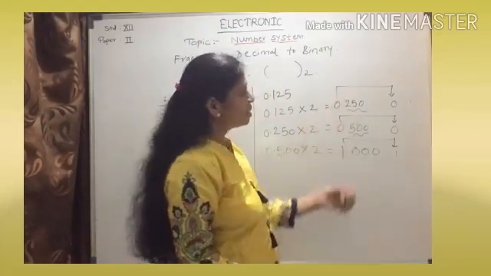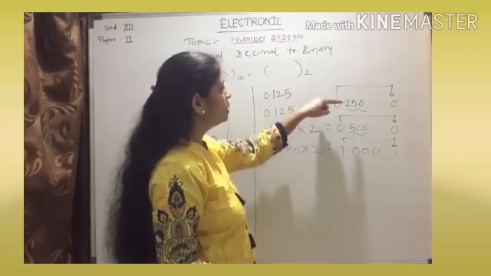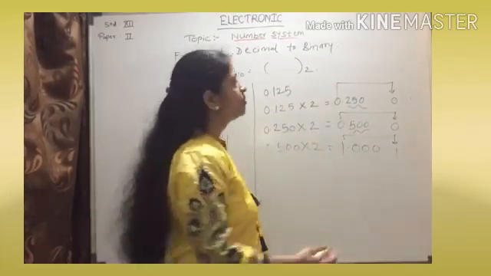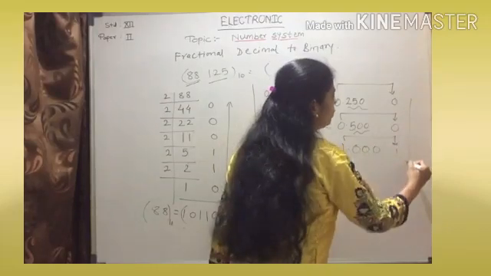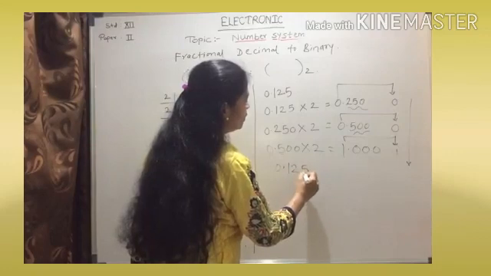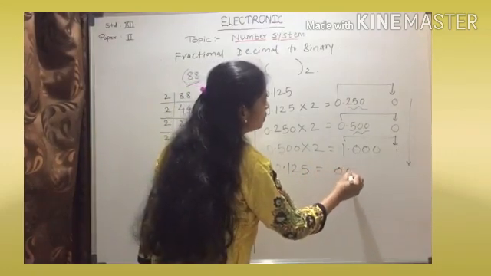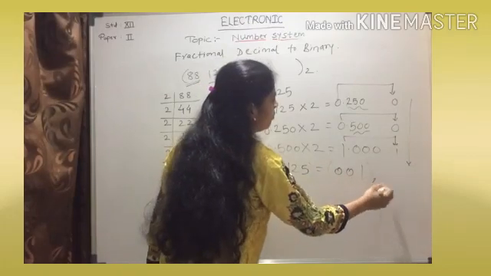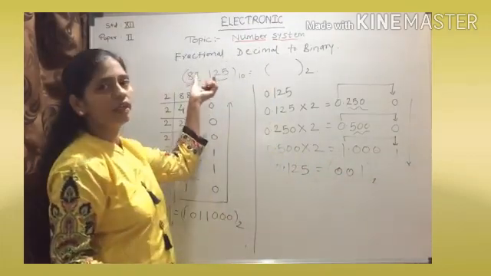So this process is continued. We have to write down this answer. We have to find out this answer, take 3 to 4 steps and write down the answer from top to bottom. So we got the answer of 0.125 is equal to 001. This is our answer.